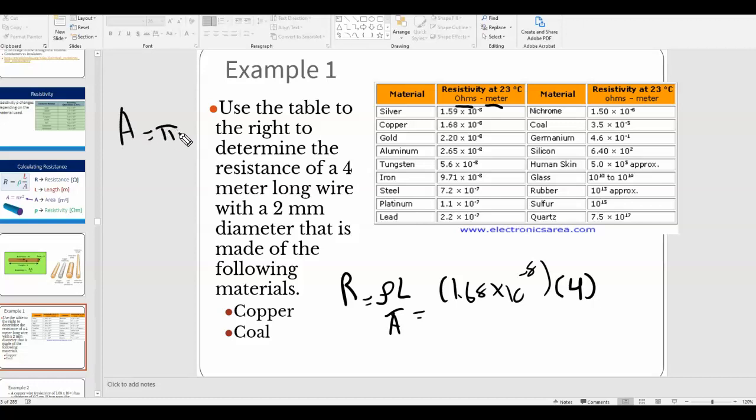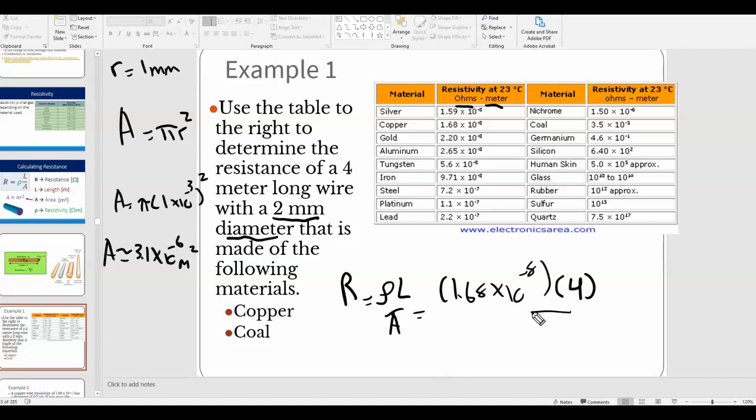So when I go to find A, that's the cross-sectional area. For a wire, that's going to be a circle. And so I want to do pi r squared, but I need to remember to convert this to meters. And notice this is actually the diameter. So if the diameter is 2 millimeters, that means r equals 1 millimeter. Okay, so into my calculator, I'm going to do pi times 1 times 10 to the negative 3 squared. Okay, and so for A, I get approximately 3.1 times 10 to the negative 6 meters squared, and then it's just a matter of plugging that in.